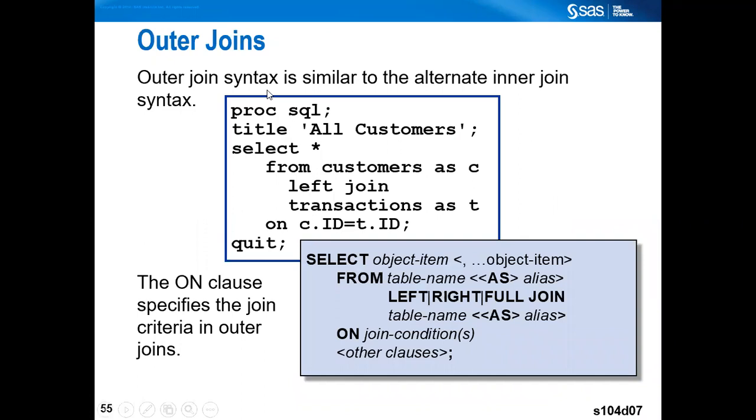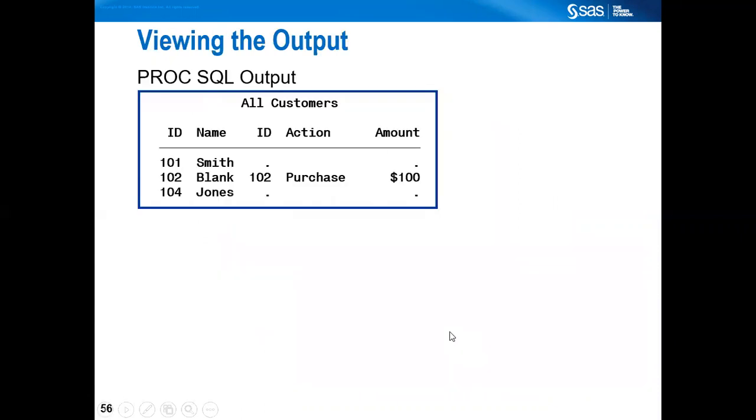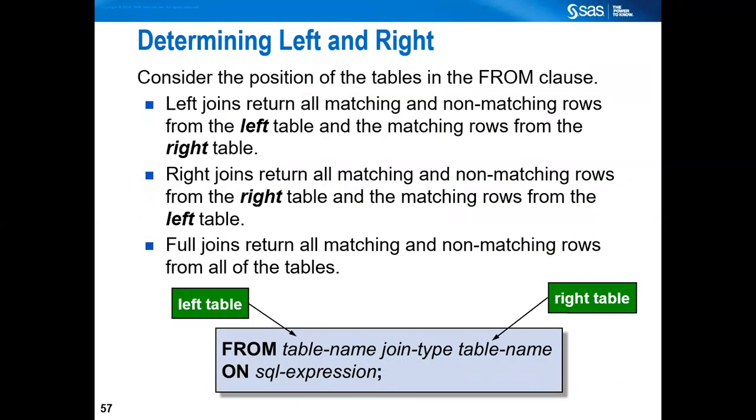Outer joins, one of it is the left join syntax. Your syntax is in your FROM clause: between the two tables, you write left, right, or full join. Of course, the joining criteria is required. Now determine which table is left or right. The table you write before your join clause is called the left table, and the table you write after your join clause is called the right table. All fine, everyone?